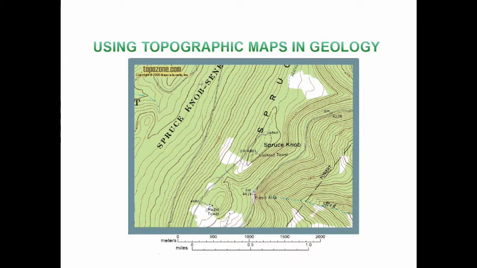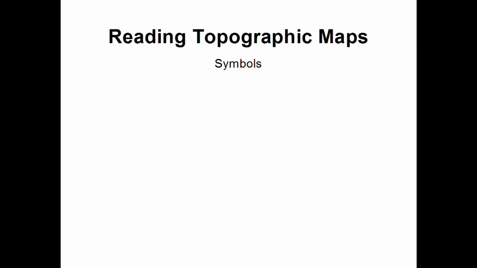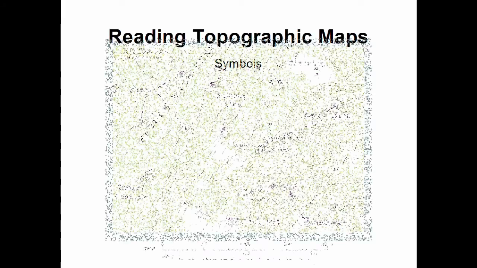Topographic maps and geology. These can be very good tools if you know how to read them. Now, topographic maps, of course, are full of lines with numbers and symbols on them. So let's go through and see what we can do with a topographic map. First of all, maps contain symbols. That is necessary to put a lot of information on a flat piece of paper.